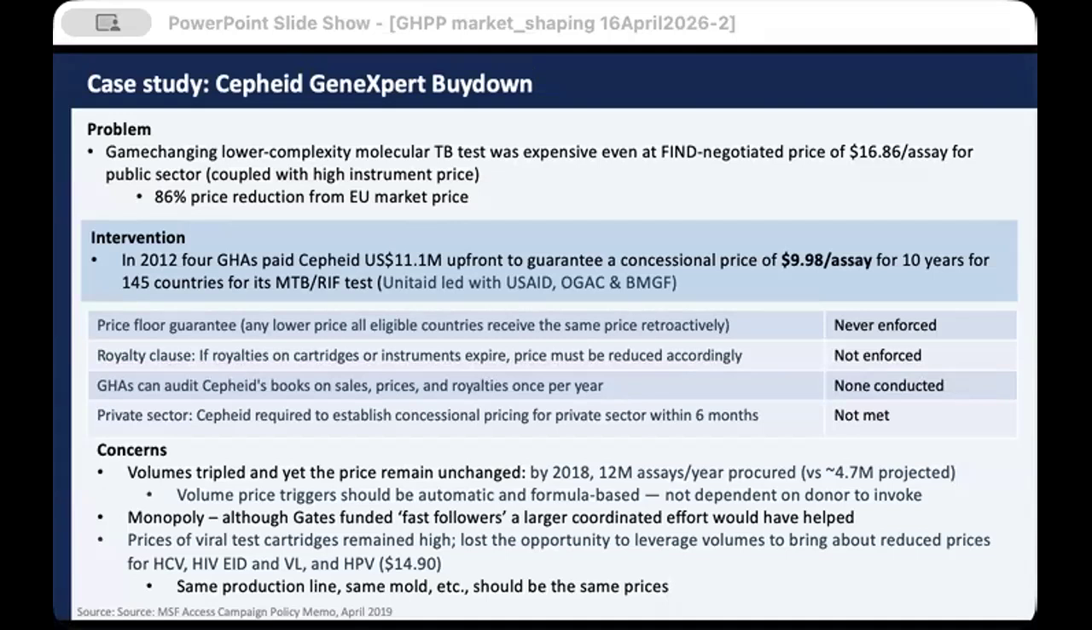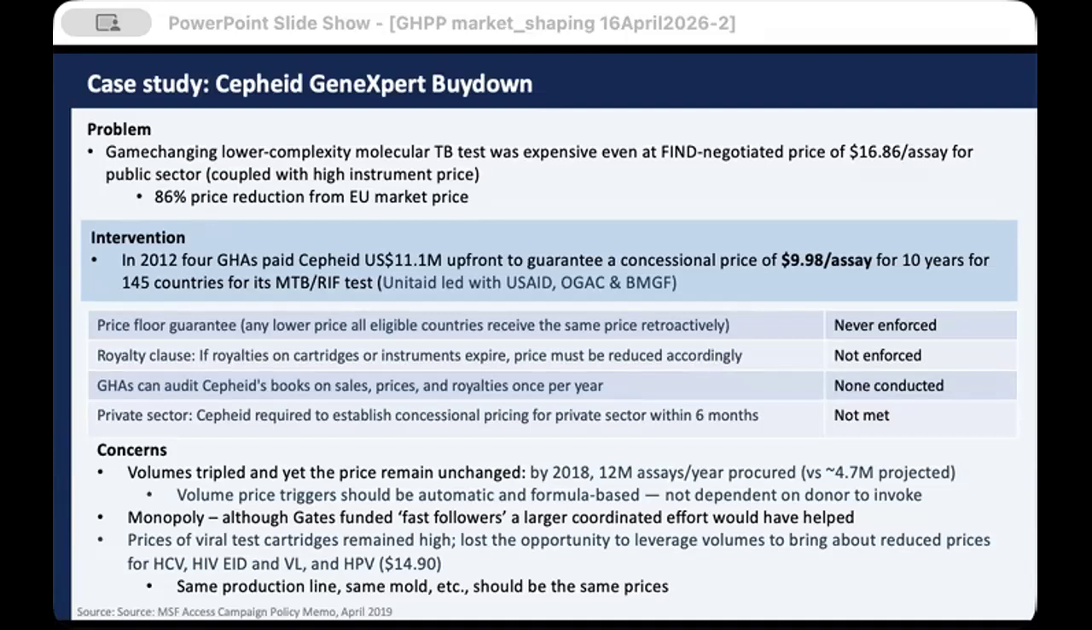That didn't happen. Global health actors were able to audit the cost of goods and analyze the volumes after the deal. That wasn't conducted until the deal was sunsetting, and mainly because of the pressure from Kathleen England and Terry Roberts, frankly. And Cepheid was supposed to provide a reduced price to the private sector, and that never happened as well. So some lessons and concerns here: the volumes tripled and went well beyond what was originally put on the table in terms of estimating volumes. And yet the price didn't decrease, largely because that audit didn't happen. The global health actors didn't march back in.